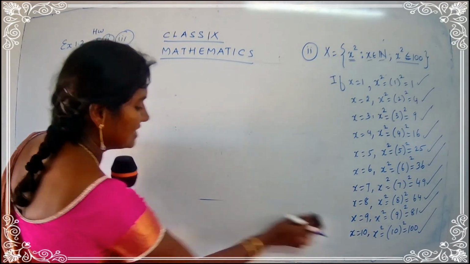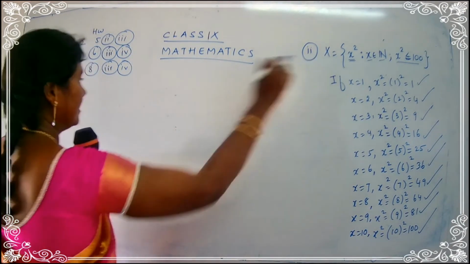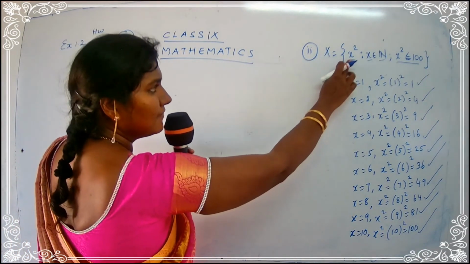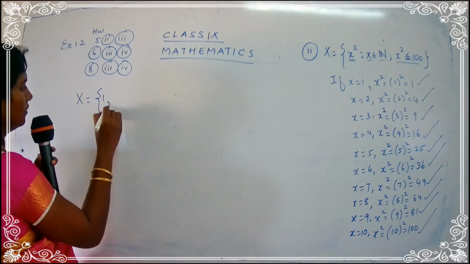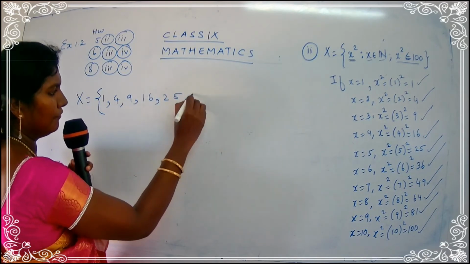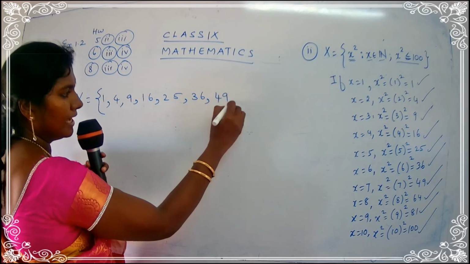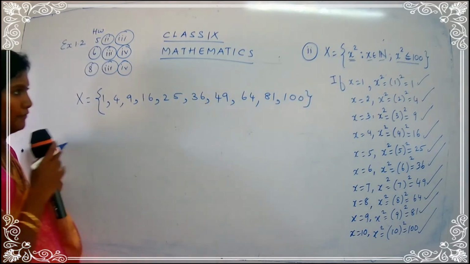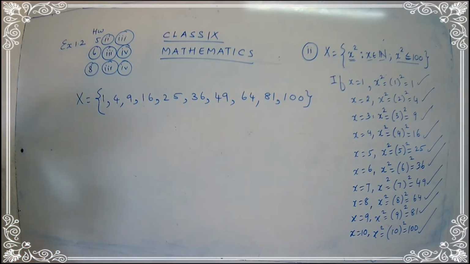So now we have a set x, children. Let me continue the sum. What are the values for x? You have to write the x square values. What is the value for x square? 1, 4, 9, 16, 25, 36, 49, 64, 81, 100. Yes, I have found the values for x: 1, 4, 9, 16, 25, 36, 49, 64, 81, 100.